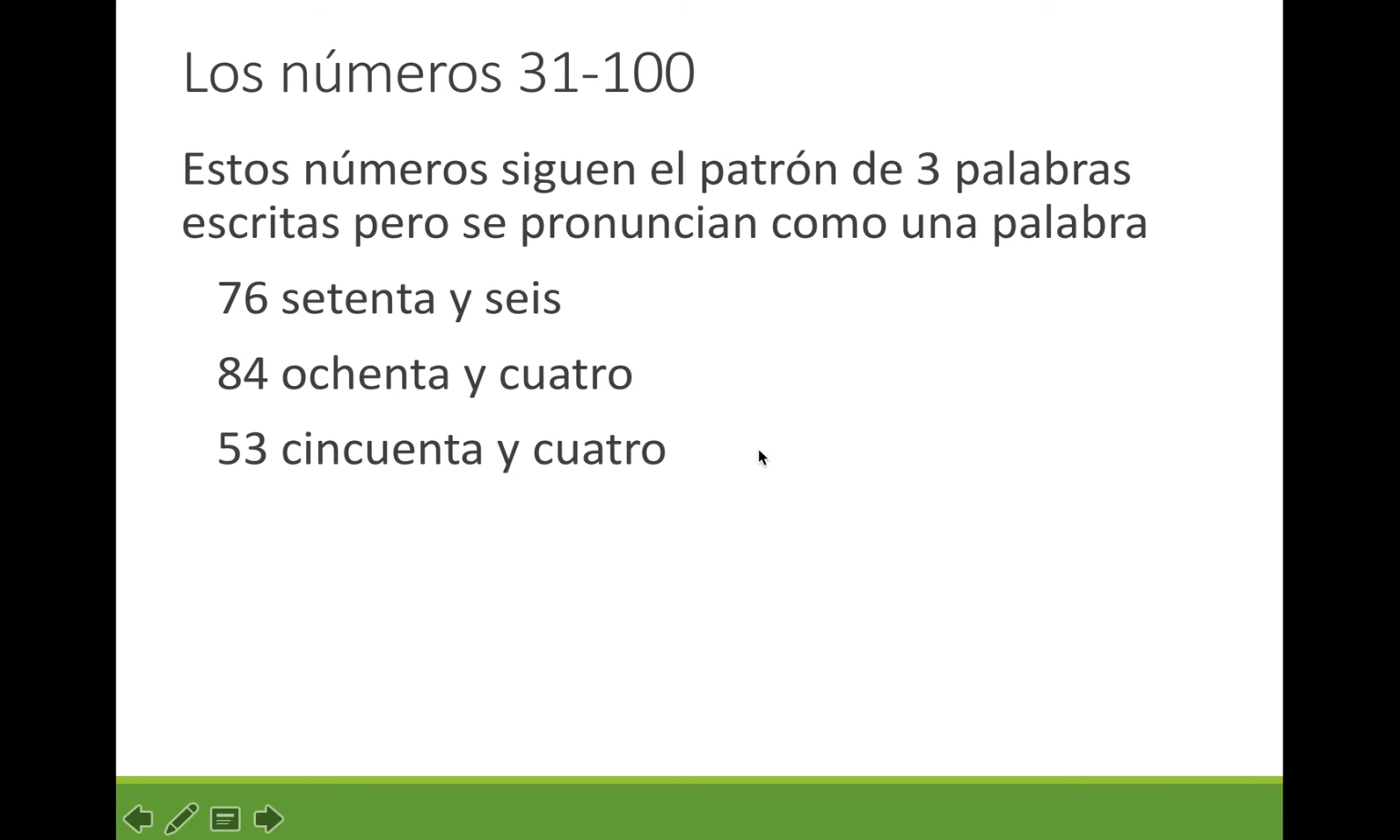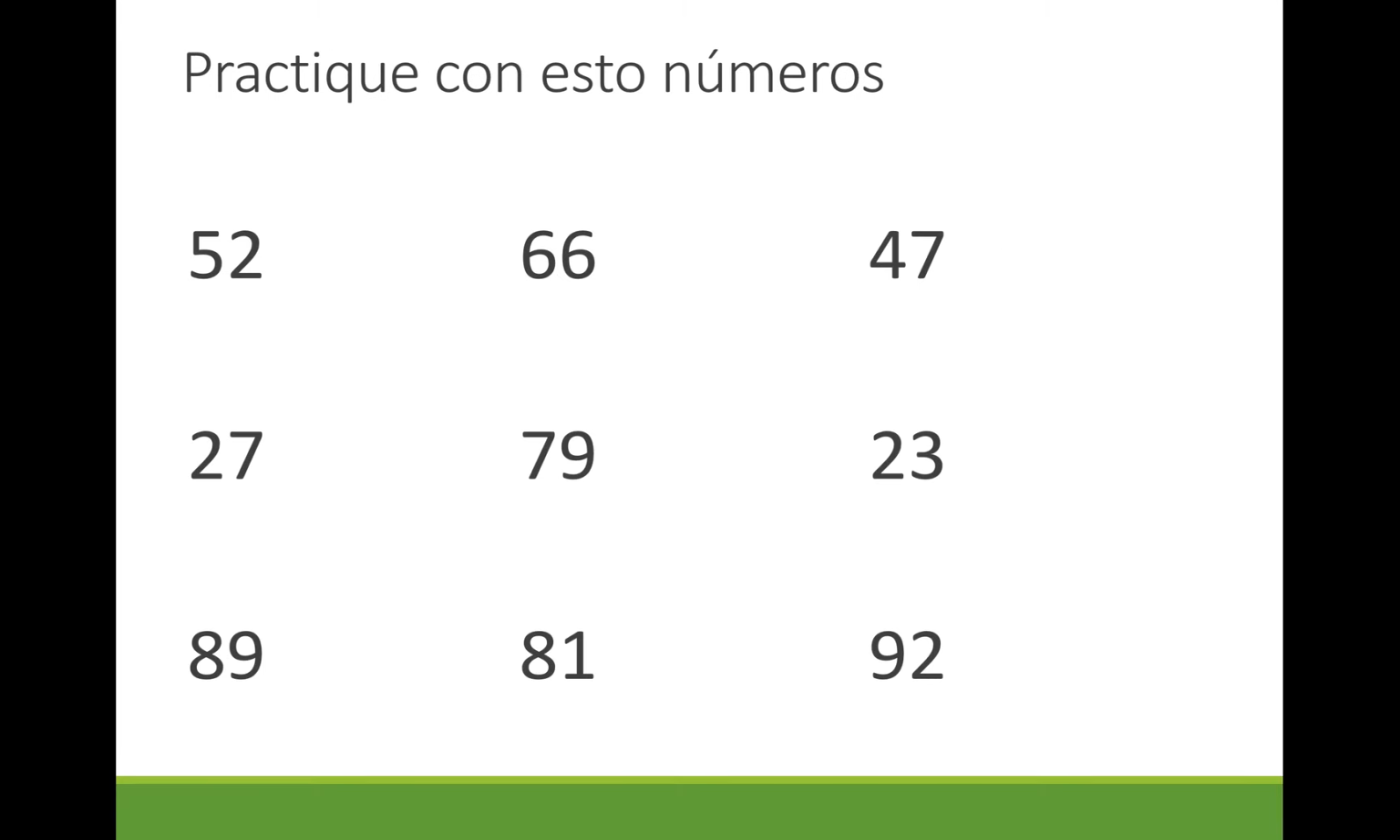Ok, como les dije antes, aunque desde 31 a 100 vamos a escribir los números como 3 palabras, 76, vamos a pronunciar los números como una palabra, 76, no es 70 y 6. 76, 84, 54, ¿ok? Se pronuncian como una palabra. Practique con estos números. Pueden poner pausa y después yo voy a leer los números.